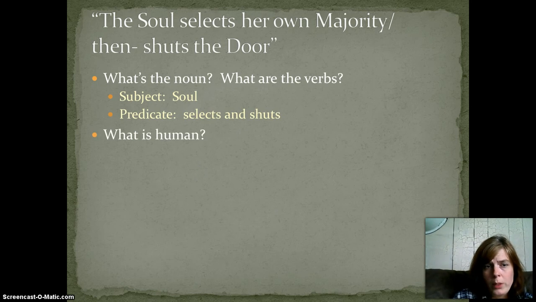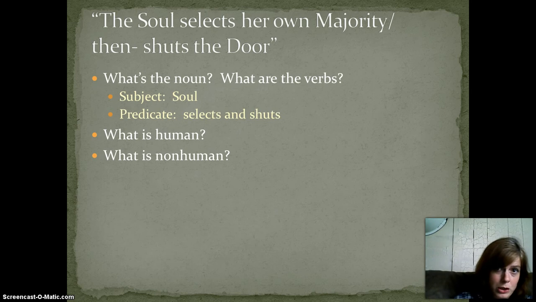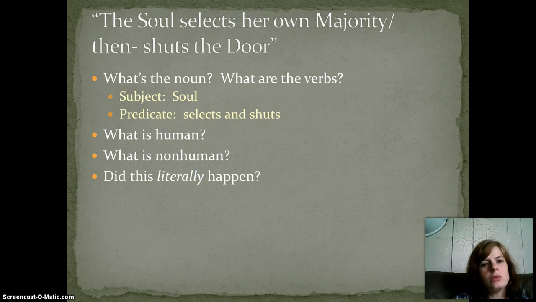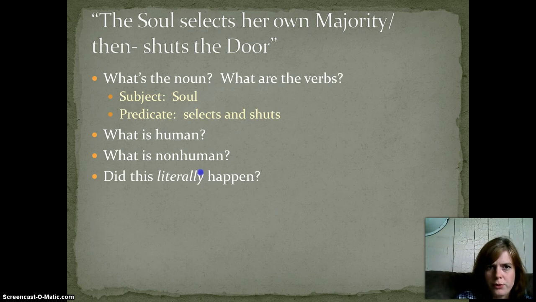What is human? Well, we think about souls as being human, but souls are not human. They're a thing. Can a soul select? Can it shut? No, of course it can't. So the human action is selecting and shutting. What is non-human? The soul is non-human. The soul can't select anything on its own. It has to be with a person in order to do that. And it cannot shut the door unless it's contained in a body. So does this literally happen? Does the soul literally select her own majority and then shut the door? Well, no, of course not. This is a figurative happening. This is the way people choose their friends.